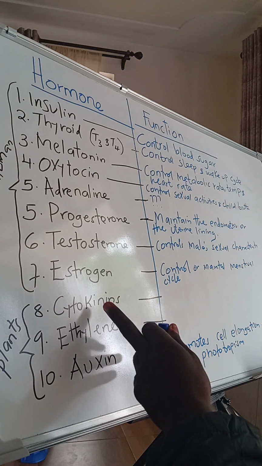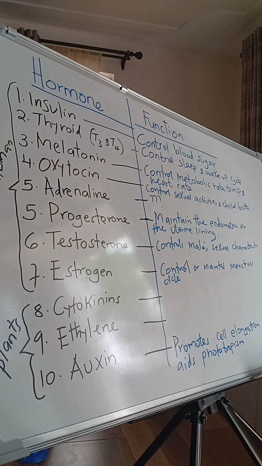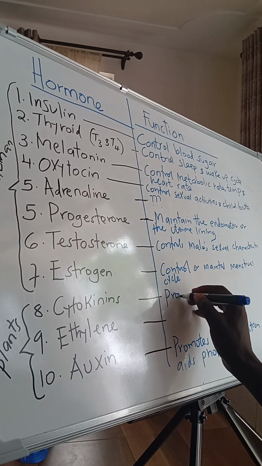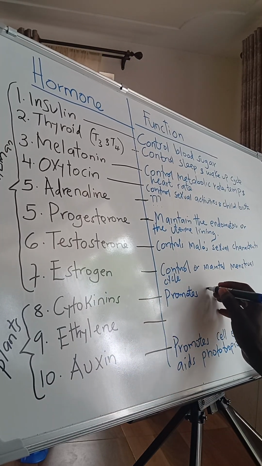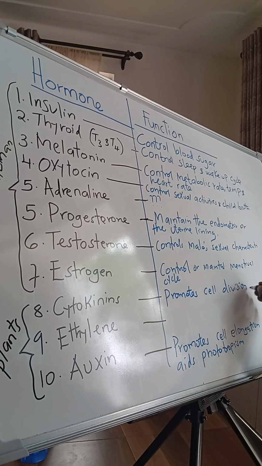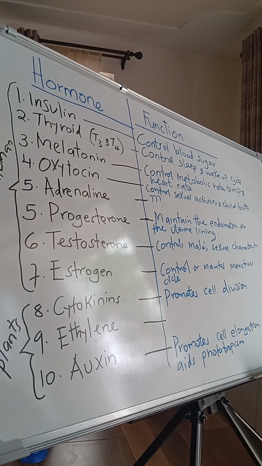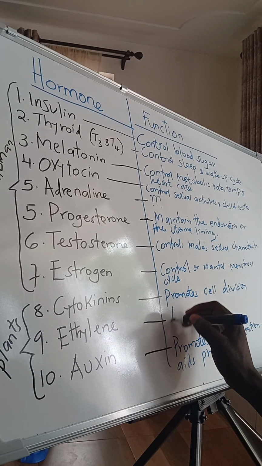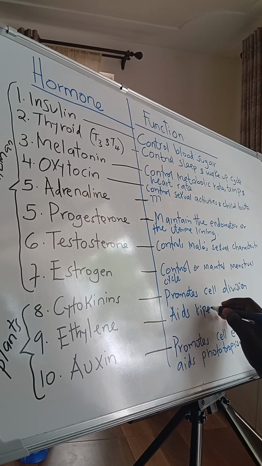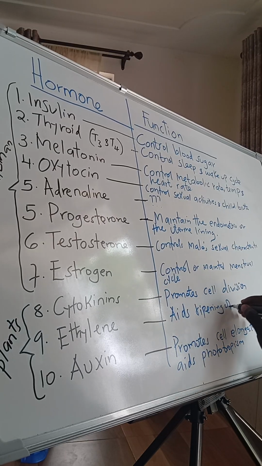Now we have cytokinins. These hormones promote cell division in plants and maybe in fruits. Promotes cell division, and now lastly ethylene aids ripening of fruits.